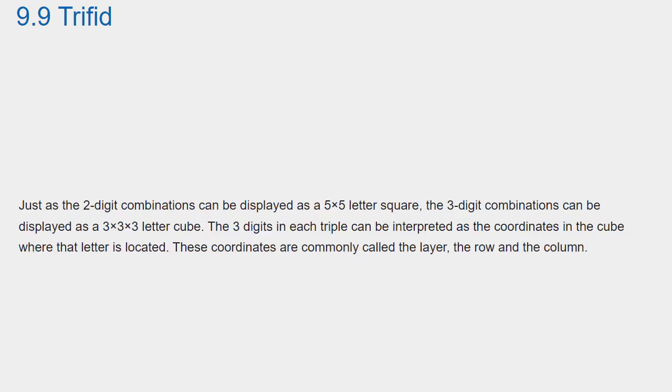Just as the 2-digit combinations can be displayed as a 5 by 5 letter square, the 3-digit combinations can be displayed as a 3 by 3 by 3 letter cube. The 3 digits in each triple can be interpreted as the coordinates in the cube where that letter is located. These coordinates are commonly called the layer, the row, and the column.